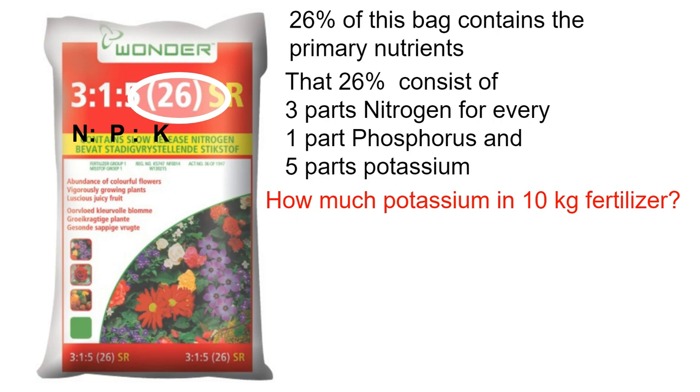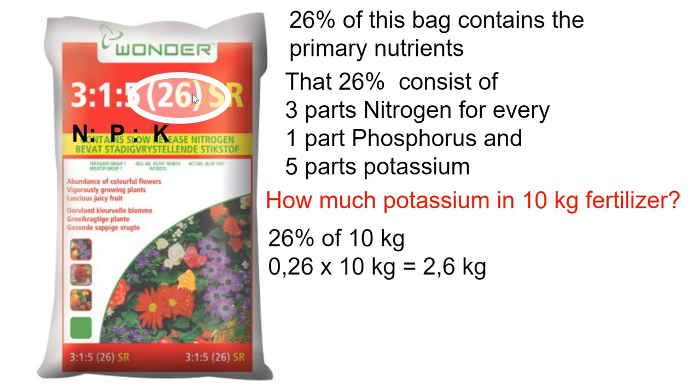In the exam, they might ask you how much potassium would be present in 10 kilograms of fertilizer. So how do we work this out? Well, the first thing that we know is in 10 kilograms of fertilizer, only 26% of that 10 kilograms contains the primary nutrients. So first we calculate how much is 26% of 10 kilograms. That's 26 divided by 100, which is 0.26, times 10, which gives me 2.6 kilograms.